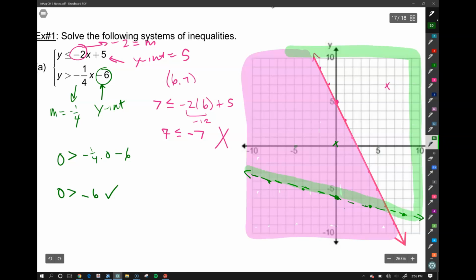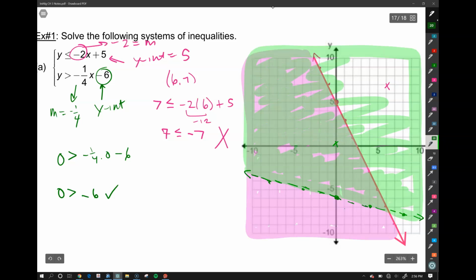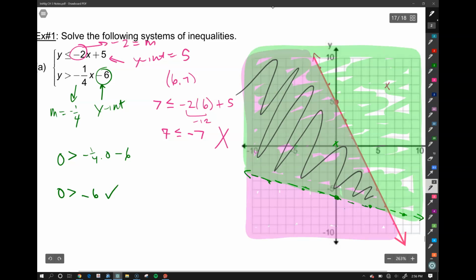When I say the half, I mean the line divides my whole graph into 2 parts. So whichever half that my point is in, that is the side I will shade. So this is the portion right here that's overlapping, and that would be the solution. If you're done with this one, try the next one that's below.